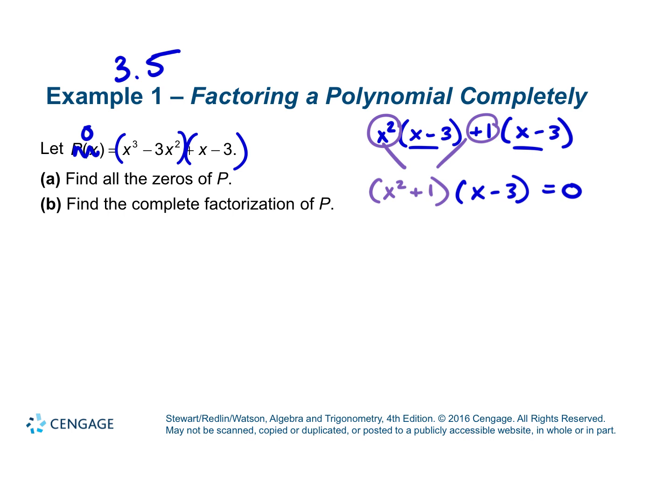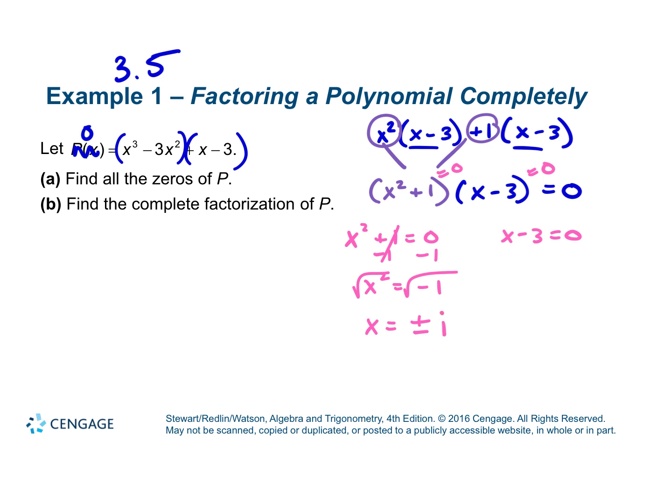So from here, we can set them both equal to 0. So x squared plus 1 equals 0, and x minus 3 equals 0. Subtract the 1 to the other side, so x squared equals negative 1. Square root it, so what does x equal? Plus or minus i. Awesome.